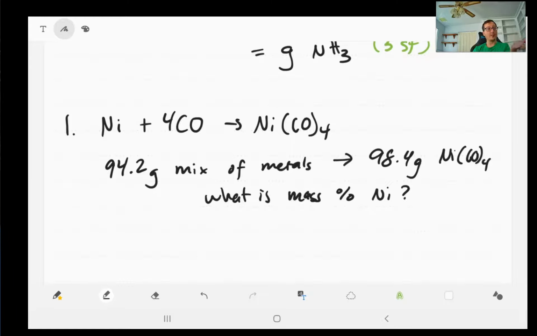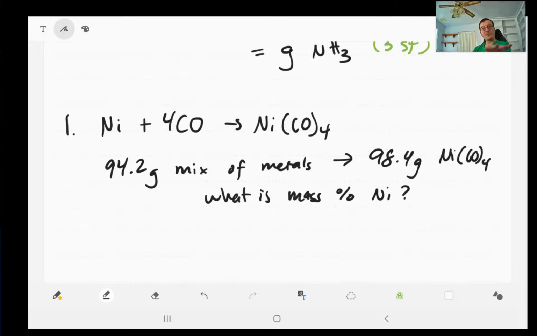Like, if we put 94.2 grams of this mixture of metals, we have no idea how much of that is nickel, right? We don't know that. We can't figure that out from this number. That's what the question is asking us. So, we're going to ignore that number. This 98.4, though, we can do something with.